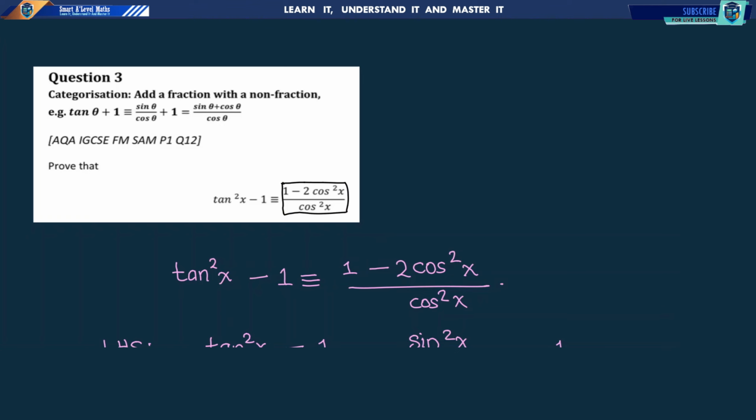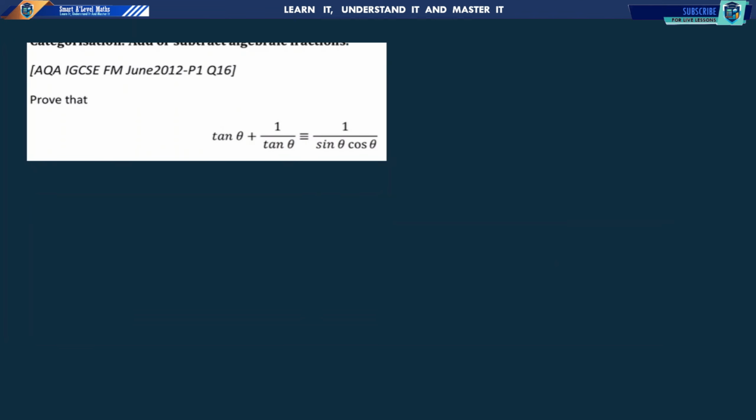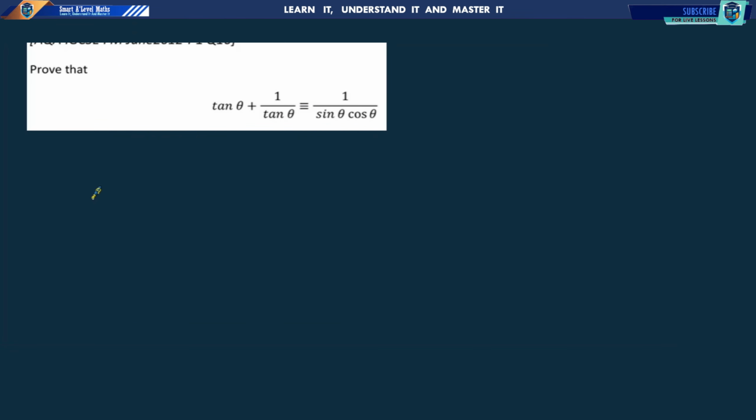Let's move on to question number 4. So question number 4 is still under the same category where we add or subtract algebraic fractions. This says prove that tan theta plus 1 over tan theta is equivalent to 1 over sin theta cos theta. Now when you look at it also, this is the most complex part because we have 2 things. So we're going to simplify it, meaning we're taking the left-hand side.